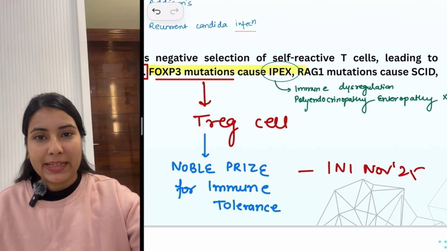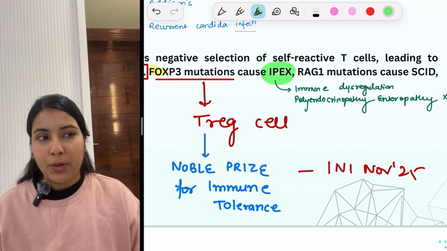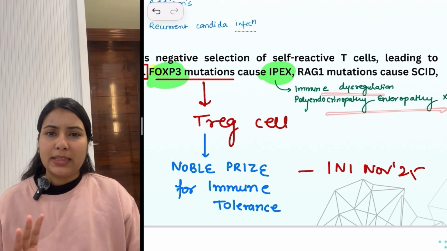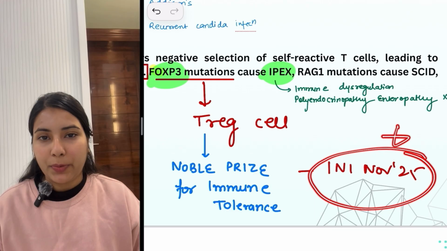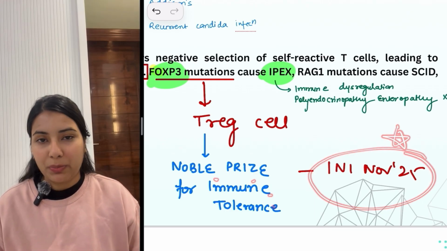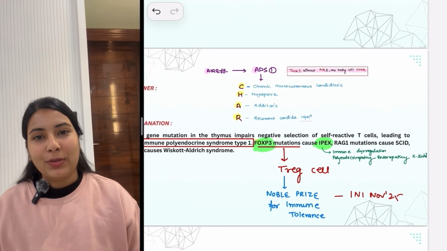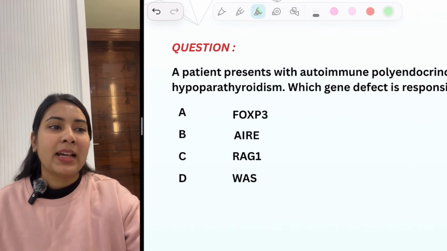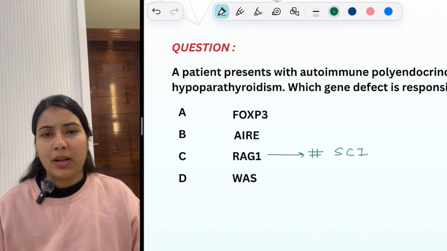So this FOXP3 gene, if we have a defect of FOXP3 gene, it causes IPEX, immune dysregulation, polyendocrinopathy, enteropathy, which is X-linked. So this is linked to the T regulatory cells, and this was the question in INI November 25, that the Nobel Prize was given for immune tolerance for the discovery of T regulatory cells. So the questions from immunology are asked from this topic in the recent years, right? Now this RAG1 mutation causes SCID, and WAS we all remember, WAS is for Wiskott-Aldrich syndrome, right?